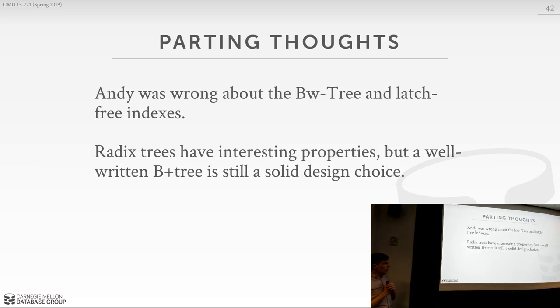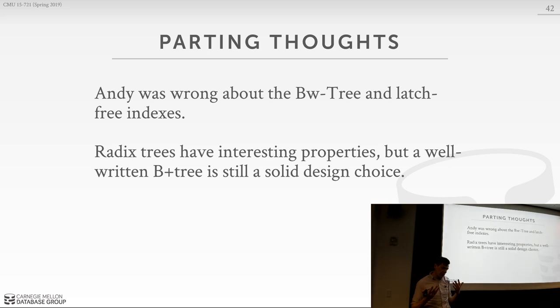All right, to finish up real quickly. The last two lectures was me telling you how wrong I was about the BW tree and latch-free data structures. I'm of the opinion now that the radix trees are interesting. Whether the ART index or the newer one called HOT is the right way to go, I'm not 100% convinced yet.